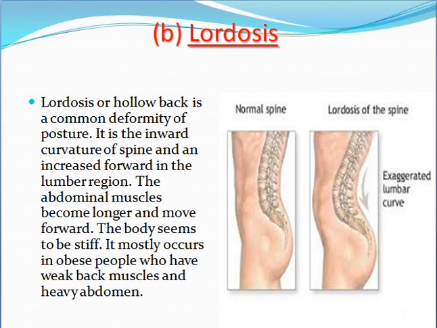Okay, next is lordosis. Lordosis, or hollow back, is a common deformity of posture. It is the inward curvature of the spine and an increased forward curve in the lumbar region. The abdominal muscles become longer and move forward. The body seems to be stiff. It mostly occurs in obese people who have weak back muscles and a heavy abdomen.